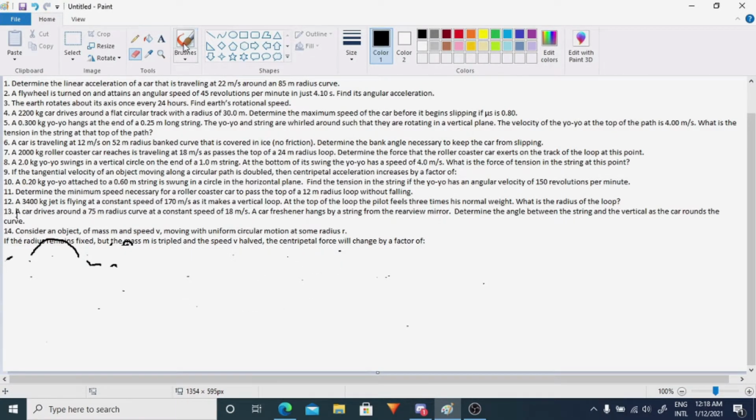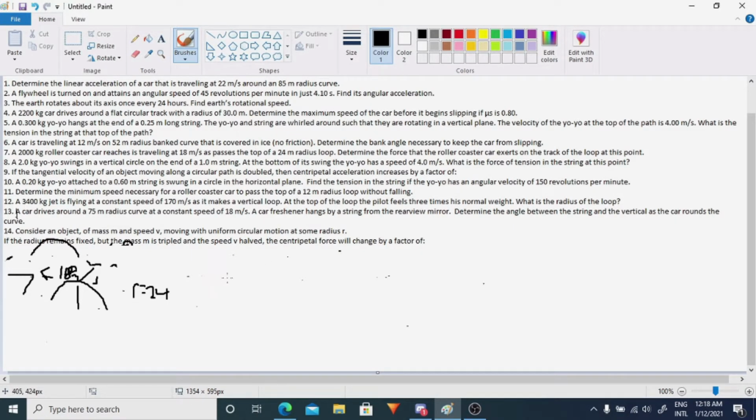Okay, question 7. A 2,000 kilogram roller coaster car is traveling at 18 meters per second as it passes the top of a 24-meter radius loop. So this will be the loop, 24-meter radius, like this length, and it's going 18 meters per second this way. That's supposed to be an 18 if you can't tell. The force that the roller coaster car exerts on the track of the loop at this point.